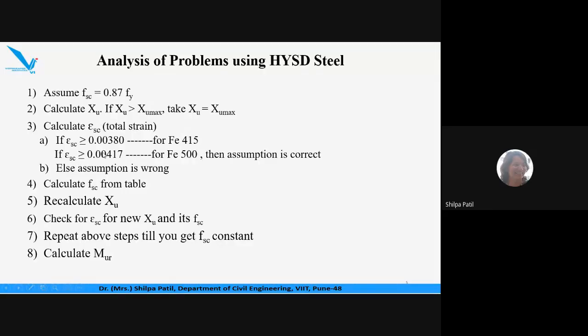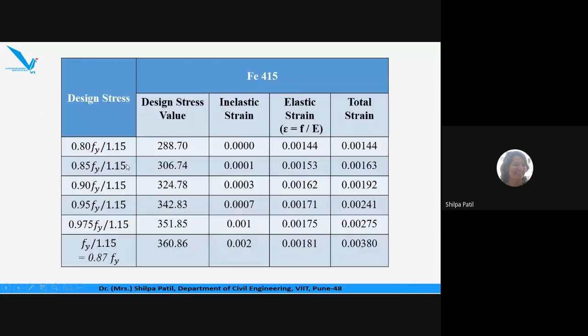If your epsilon SC value is coming less than these values, then our assumption is wrong. In that case, again we have to calculate the FSC. Now, how to calculate the FSC? Again I'm repeating, we considered this value directly by assuming that FSC is 0.87 Fy. Now the value is coming less than this value. It means the corresponding stress is also less than 0.87 Fy, and that stress value we have to calculate by making use of this table.